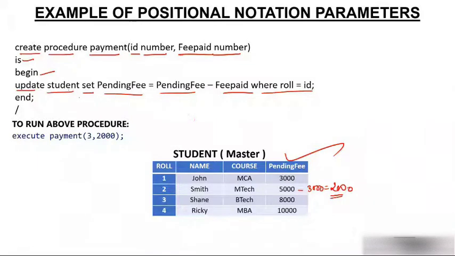So this is what we are doing: update student set pending fee equal to pending fee, that is 5,000, minus 3,000, where role is equal to ID, and ID is 2. Fine. So this is how we are creating a procedure.